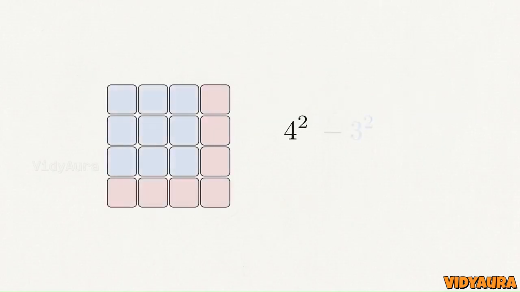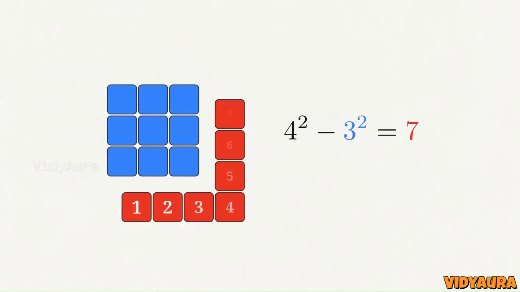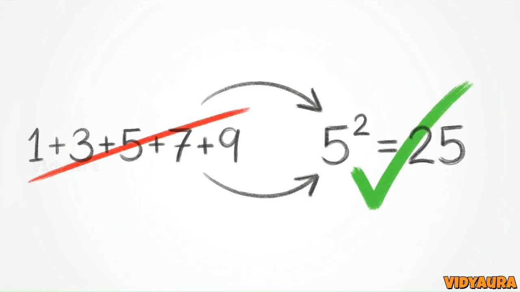Because of this sequence, the difference between any 2 consecutive square numbers will always result in an odd number. Understanding these algebraic patterns simplifies multi-step addition into a predictable single-step shortcut.